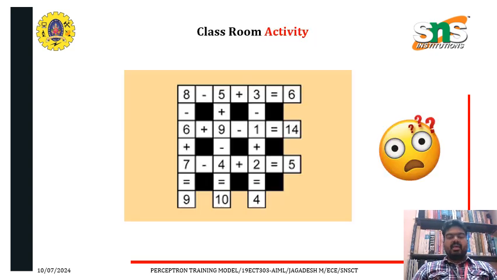So let's have the classroom activity. Find out the value of the black boxes using some hidden logic. Discuss with your group members and find out the answer.